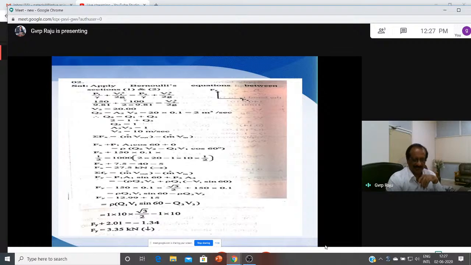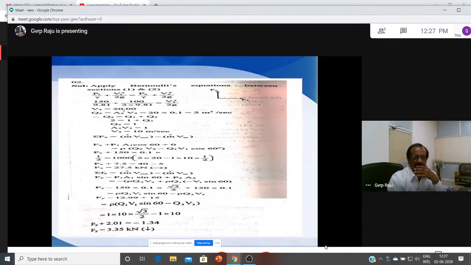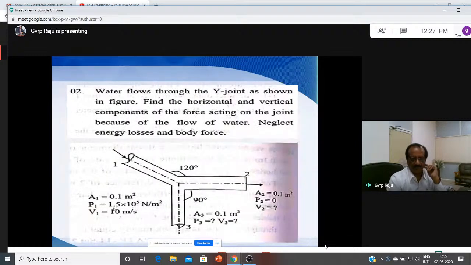So apply Bernoulli's equation between sections 1 and 2. This is section 1 and this is section 2, to find out the velocity here. The datum head is the same here, and the pressure P1 is 150 by gamma 9.81 kilonewton per meter cube. The pressure is 150 here, so this is 1.5 times 10 power 5. If you want to have it in kilonewton, this is 150 kilonewton per meter square.